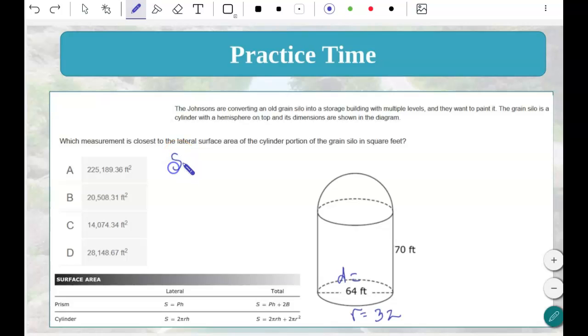And so we're going to use that same formula. We're going to do 2 pi, and then the radius is 32, and the height is 70. Use your calculators and multiply that out. 2, and then second caret sign, and then times 32 times 70. It comes out to 14,074.335. So rounded would be C.